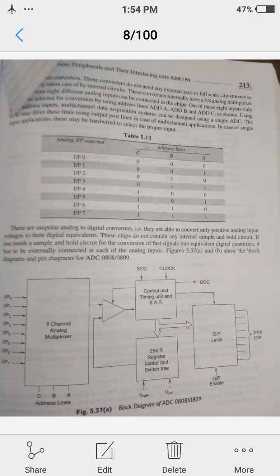And successive approximation technique is one of the fastest techniques for analog to digital conversion, and the conversion delay is 100 microseconds at a clock frequency of 640 kilohertz, which is fast compared to a low rate. These converters do not need extremely zero or full scale adjustment, so we can discuss these ADCs for basic interfacing purposes.